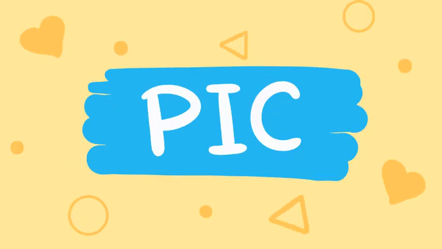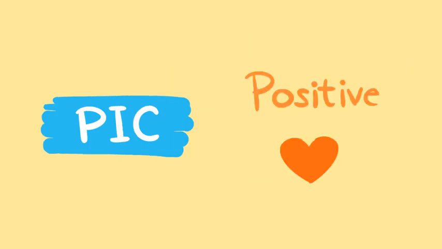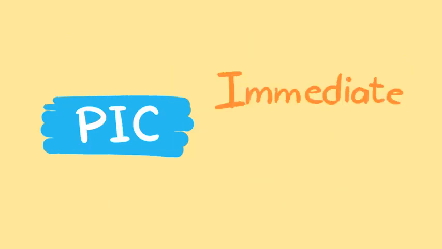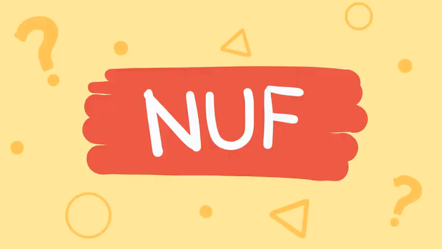The PIC part of PICNUF are things that you want to have more of in your app. P stands for positive, meaning that it must make you feel good. I stands for immediate, meaning that this good feeling must come immediately. And C stands for certain, meaning that this good feeling must always come. It must be certain.